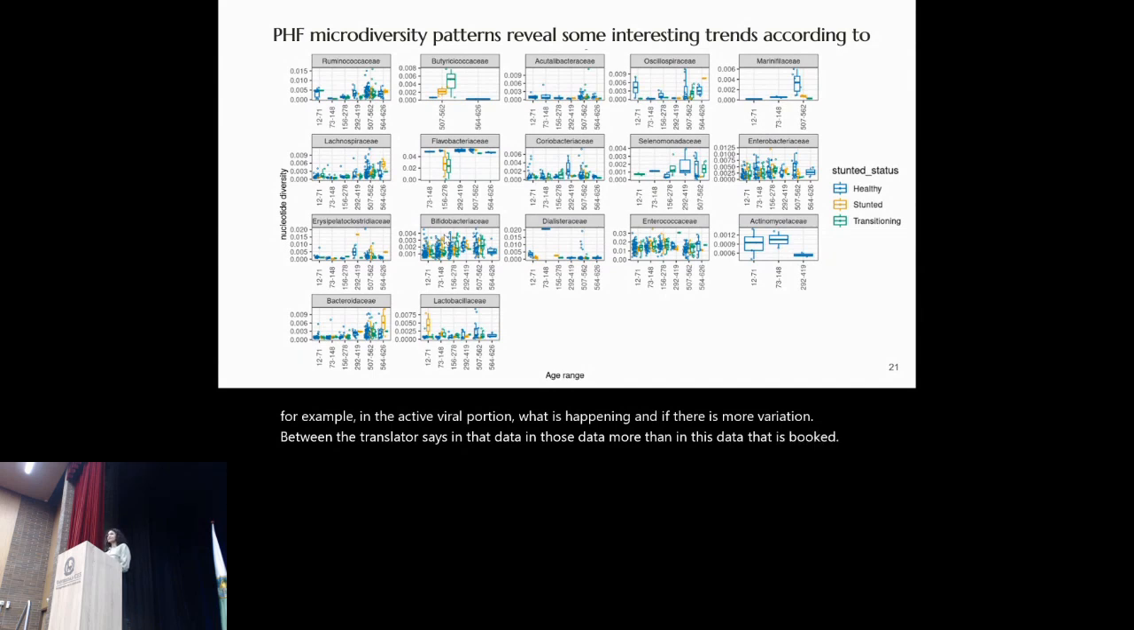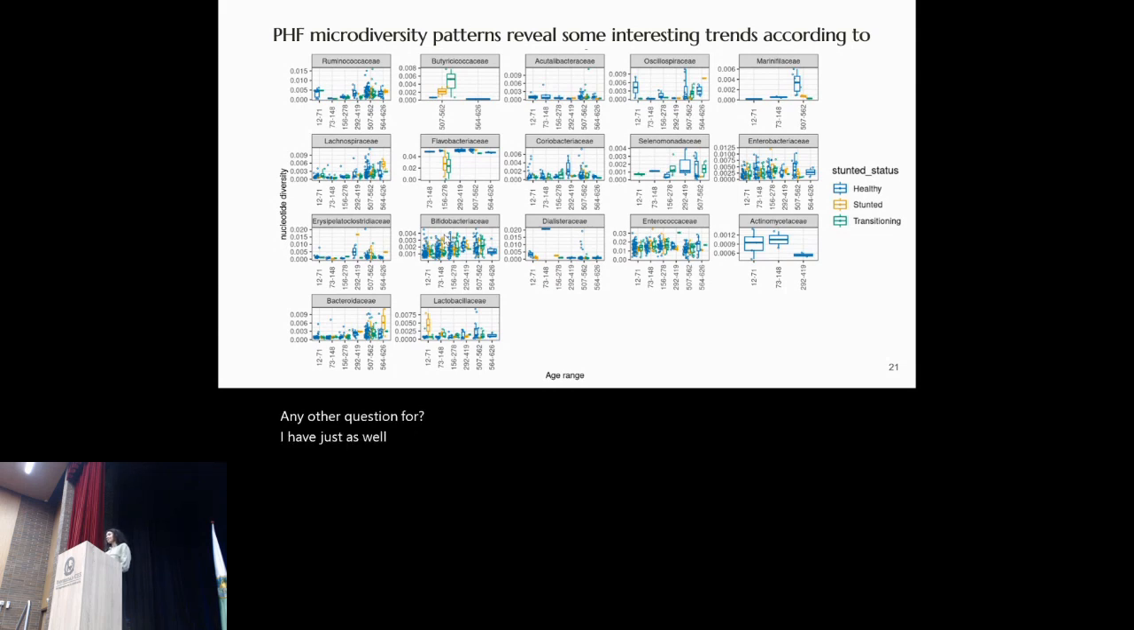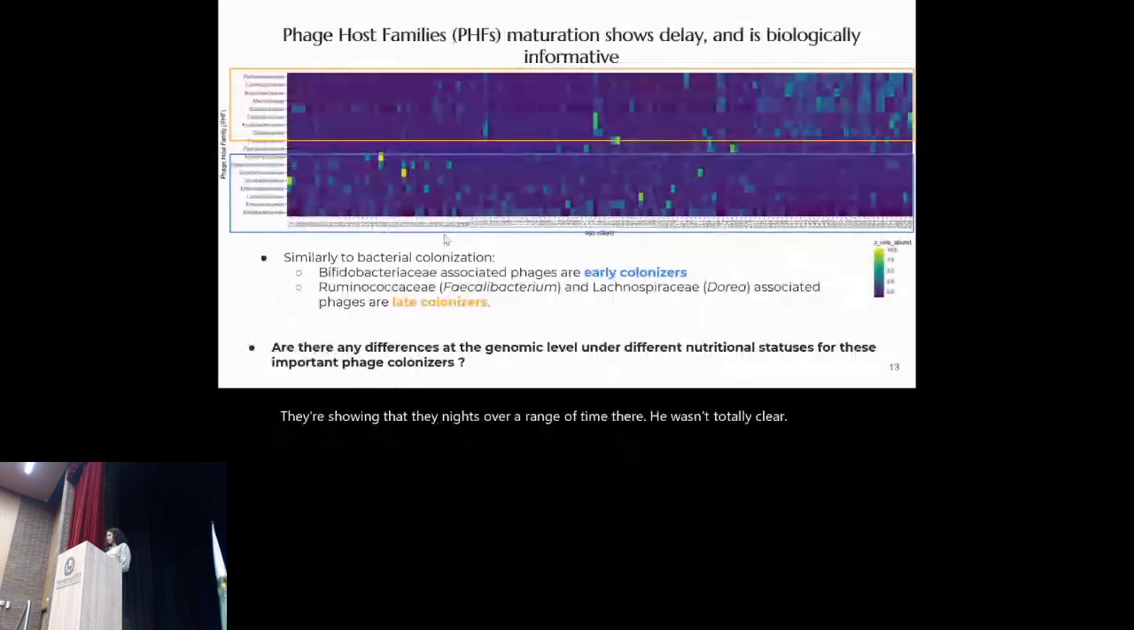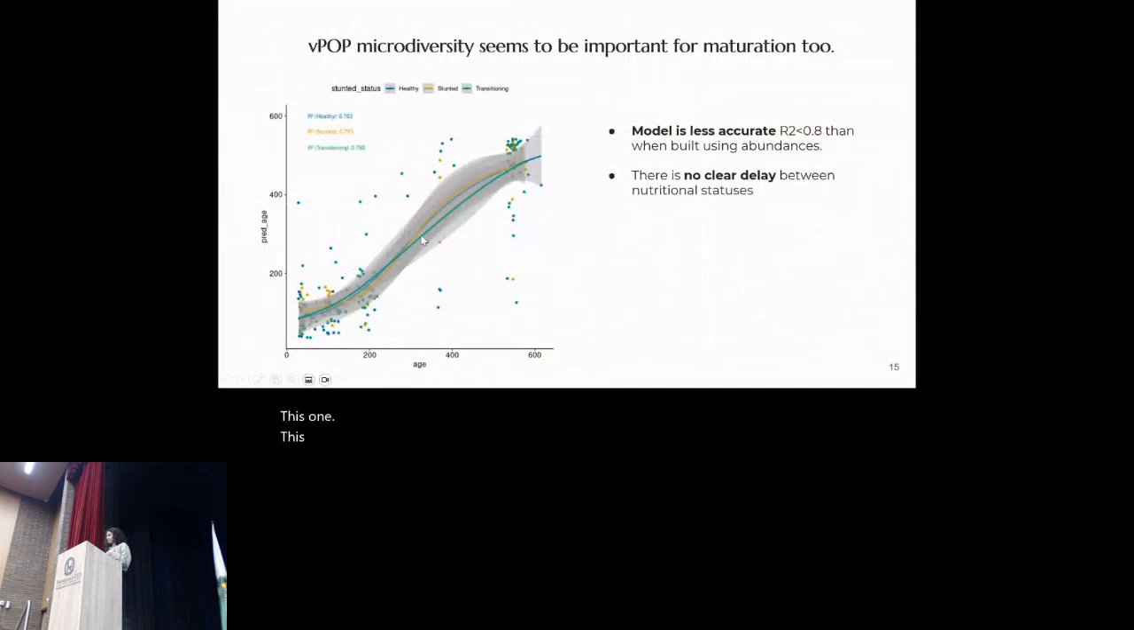Any other question for Laura? I have just a small question. You were showing the dynamics over a range of time. The heat map, for me, wasn't totally clear because you said age and it was like 200, 400. This one? No. This one? Further. That's weeks. Ah, sorry, this is days. I'm so sorry. This is the days. Sorry, yes.